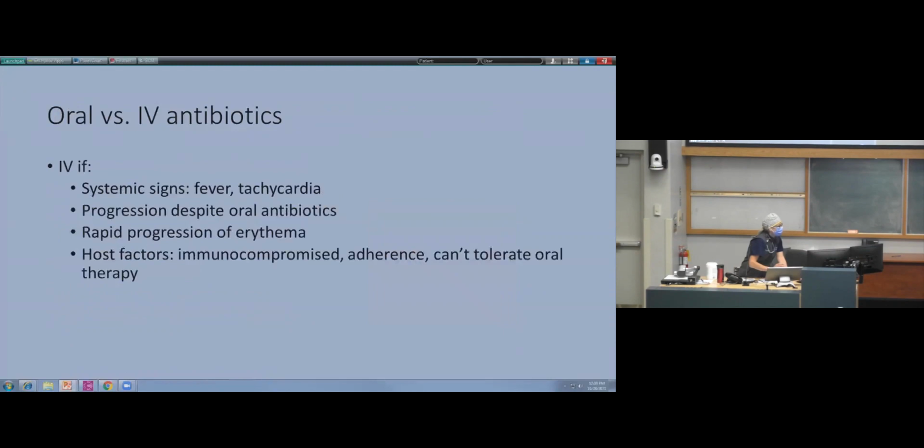In terms of whether we use oral antibiotics or IV antibiotics, IV antibiotics are really reserved for patients who have moderate or severe skin and soft tissue infections. And moderate skin and soft tissue infections are usually defined as patients who have signs of sepsis, so fever, tachycardia. We'll also use IV if patients have already been on appropriate oral antibiotics but had progression despite this. If their clinical picture is changing rapidly and they're having rapid progression of their erythema or symptoms, and also for some host reasons. So if the host is immunocompromised or there's concerns about oral therapy with regards to adherence or tolerability.